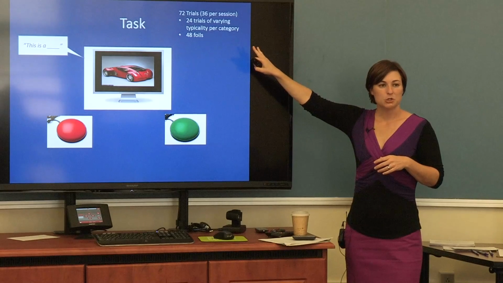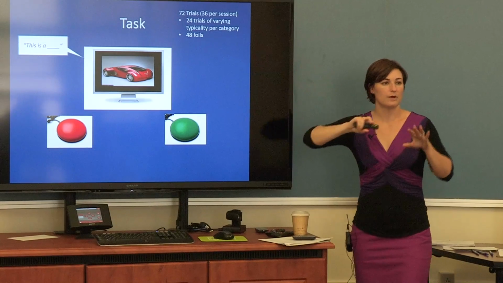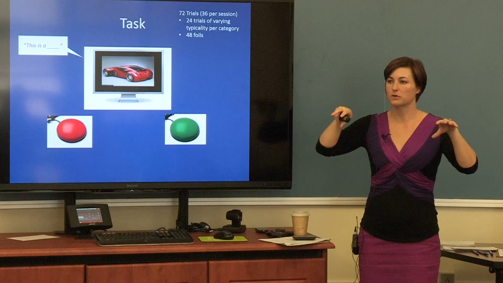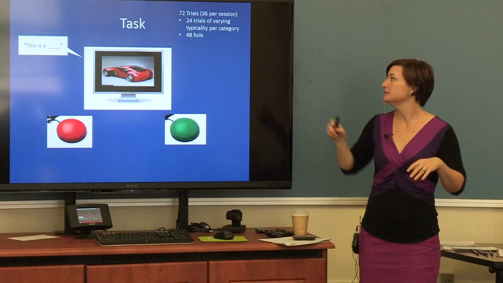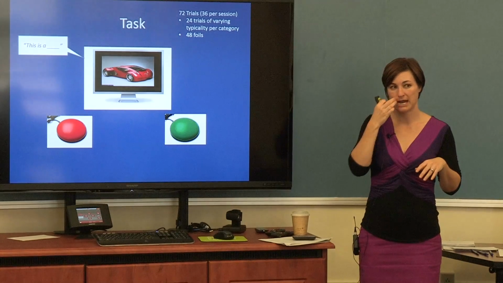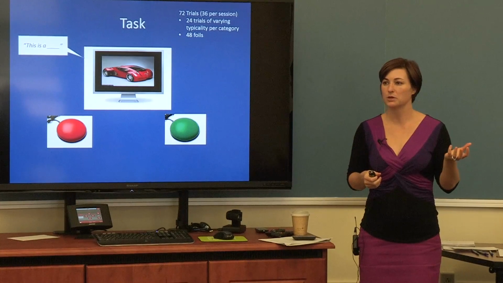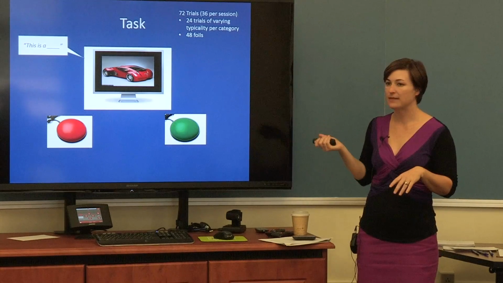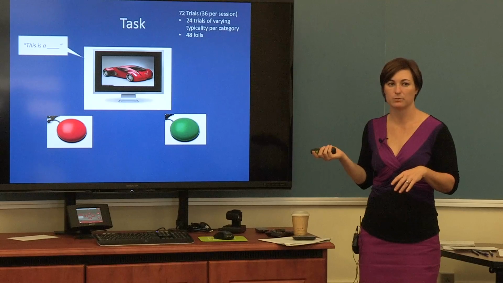There were 72 trials in total, and what this had done is they presented this over the course of 2 sessions. And so children saw within each category 24 category members of varying typicality, and then there were also 48 foils that were presented.